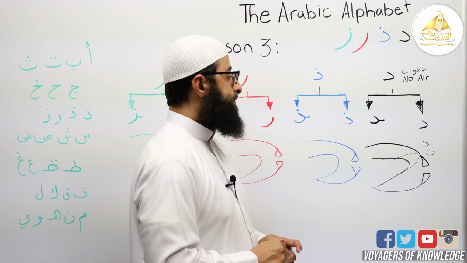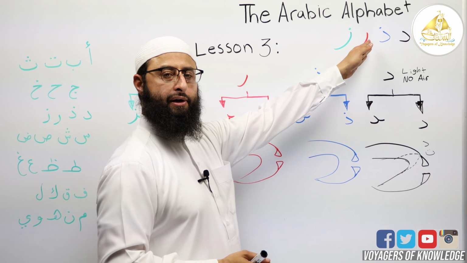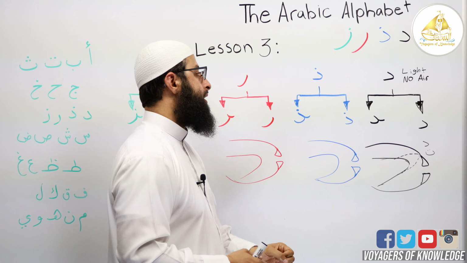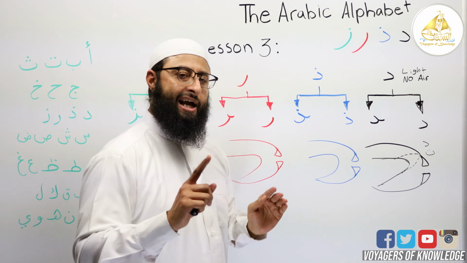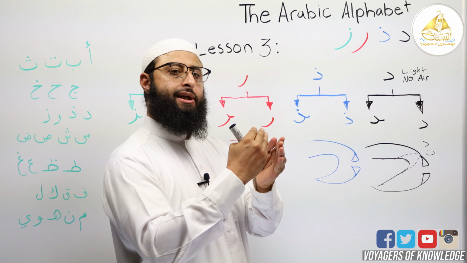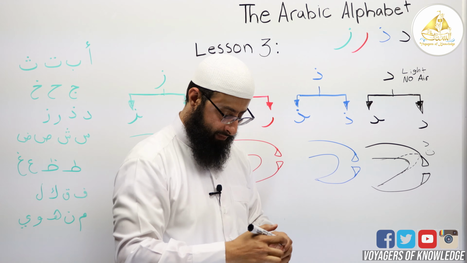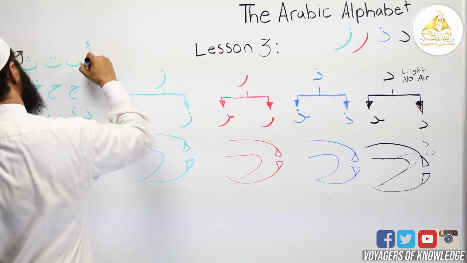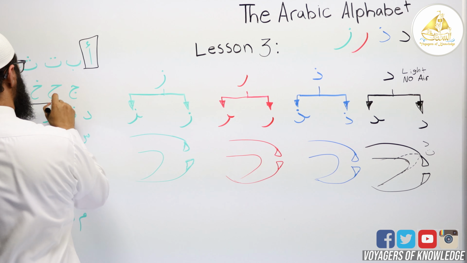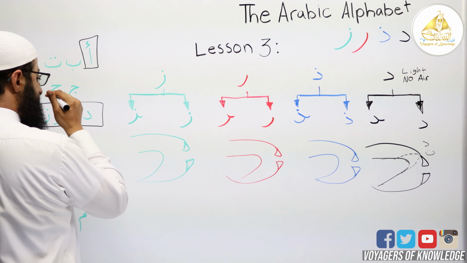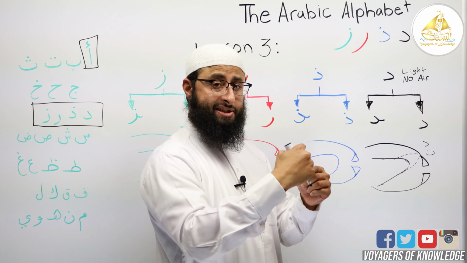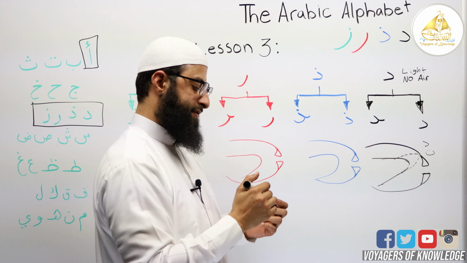Recognizing the letter in the word, well, I'm going to tell you one thing for all 4 of these letters. All 4 of these letters are like alif in the sense that they can only attach to the letter before them, but not after them. So that means that alif and these 4 are the same. They can only attach to the letter before them, but not after them.